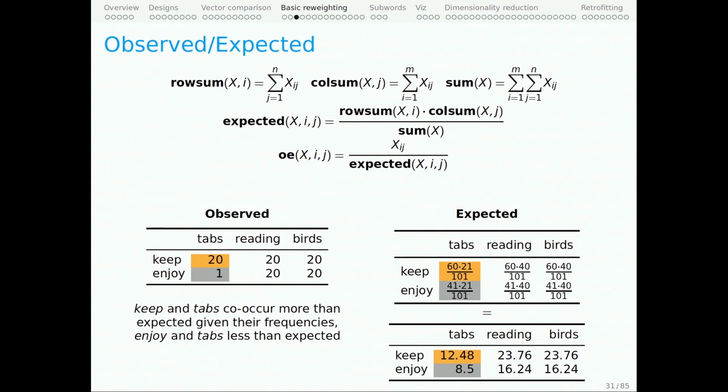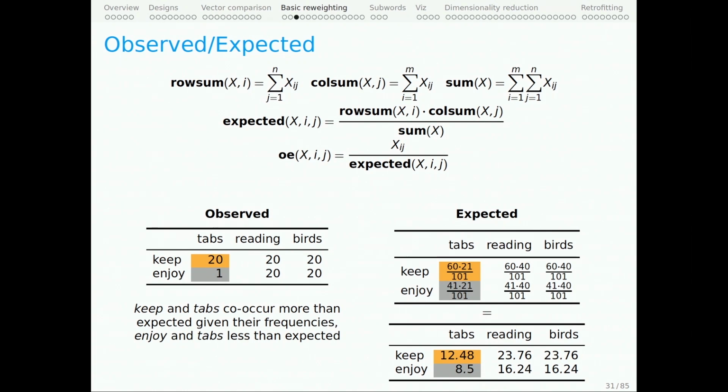And correspondingly, tabs and enjoy occur less often than you would expect. That's reflected in the fact that the actual count is 1, but our expectation is 8.5. And all observed over expected is doing is dividing the observed count by the expected count to bring these things into a ratio space. That makes sense? That's what we hope to see.